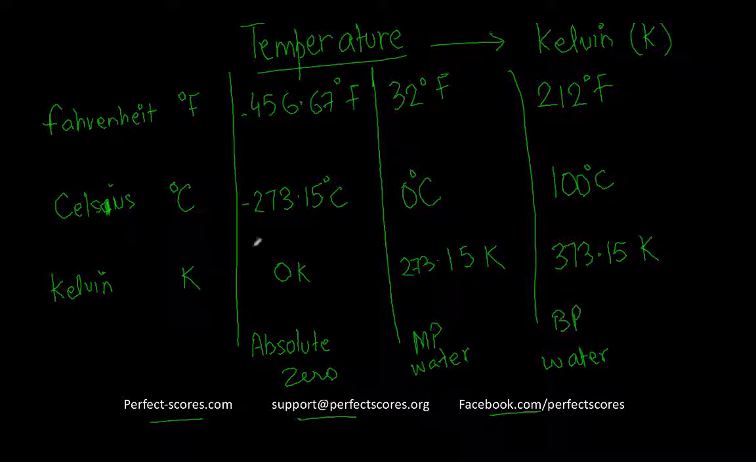Now, what is the relationship between these three units of temperature? Let's discuss the relationship one by one. So the relationship between Fahrenheit and Celsius is that the temperature in Fahrenheit is equal to 9 by 5 times the temperature in Celsius plus 32 degrees.